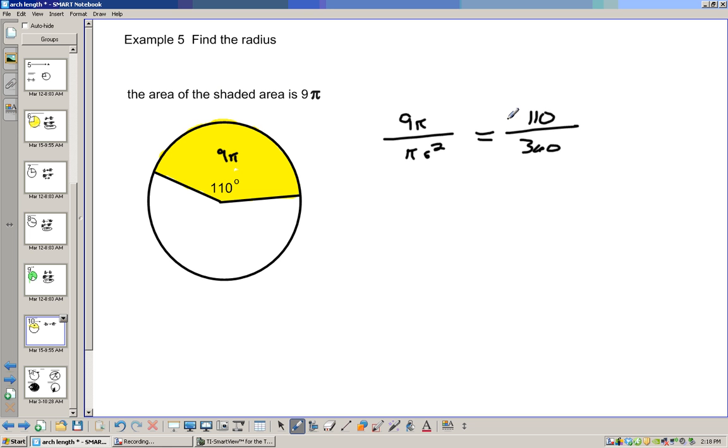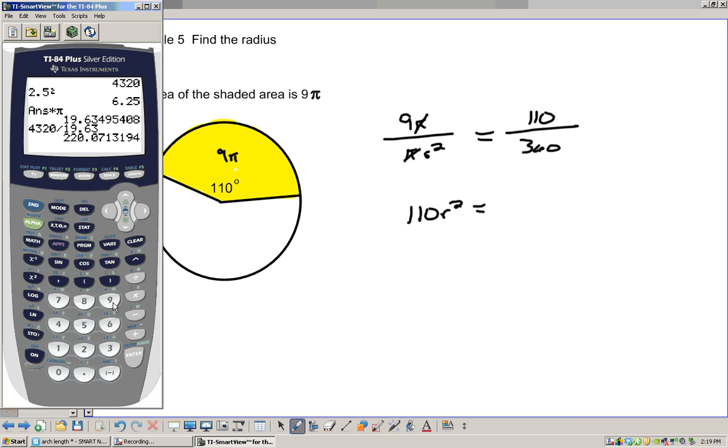This would be 110 pi r squared equals, actually, hold on. I technically have not done anything wrong, but let me take these pi's off because they cancel each other. It'll just make it easier. So this would be 110 r squared equals 9 times 360. Let's see, 9 times 360 equals 3,240.